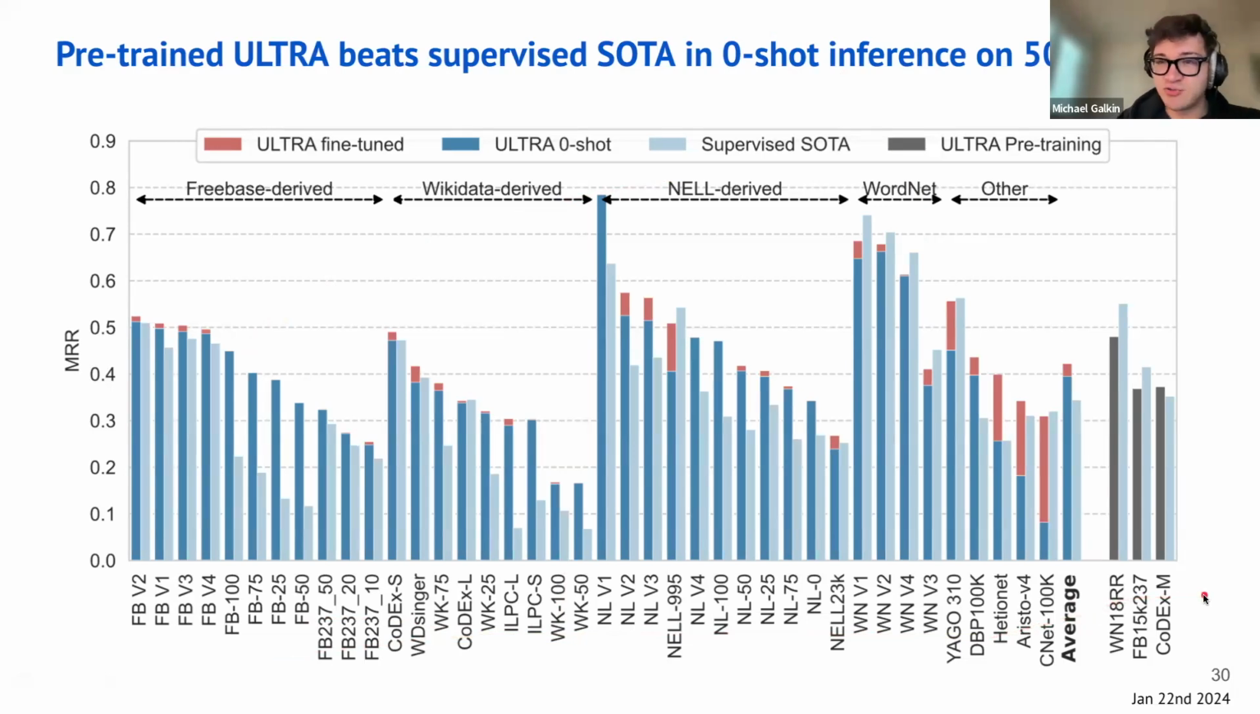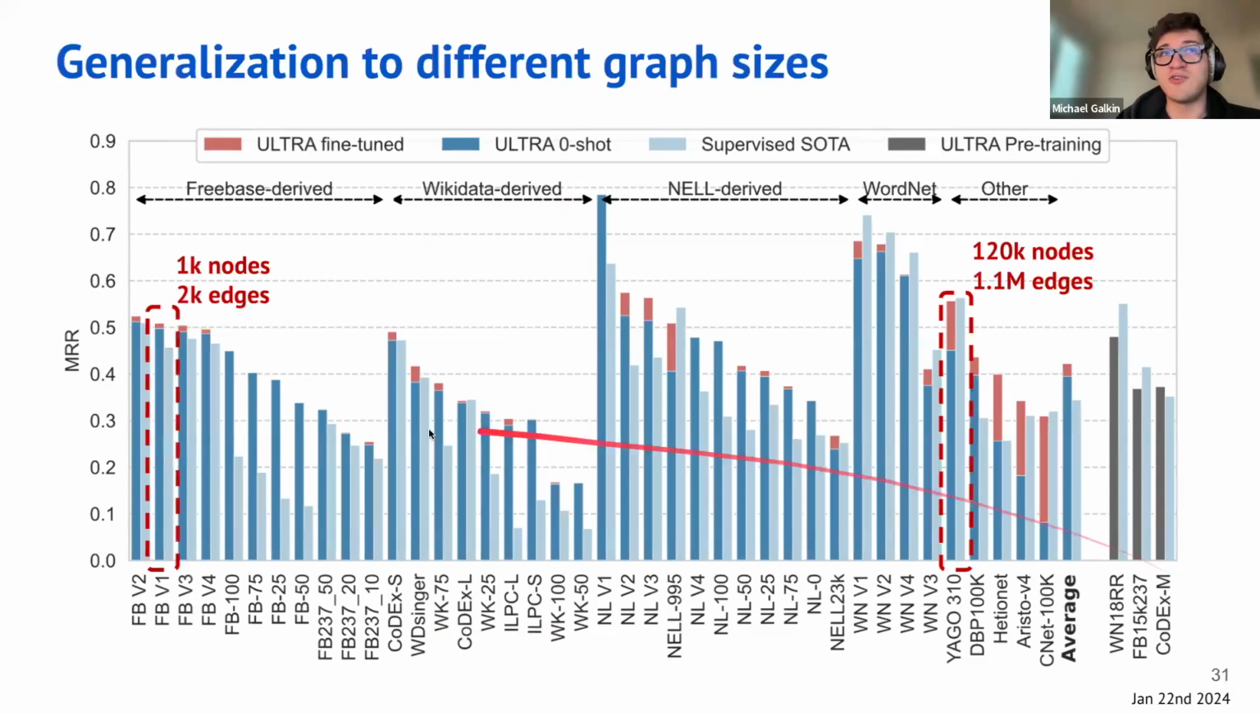And since those graphs are very different in size, from 1,000 nodes to 100,000 nodes, and in terms of number of edges, from a few thousand edges to millions of edges, we can still run some fine-tuning, and fine-tuning kind of mitigates the distributional shifts, especially on those very large graphs over here, and it bumps the overall performance even more.